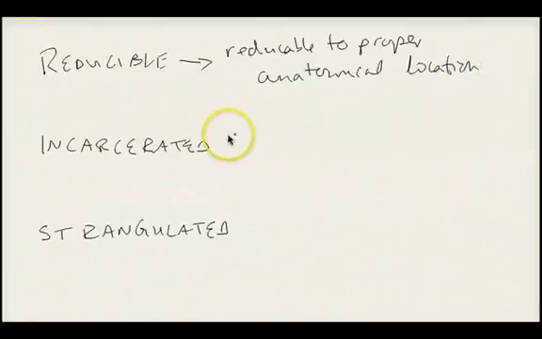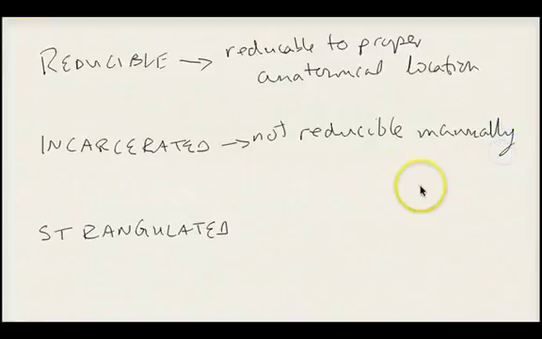An incarcerated hernia means the herniated tissue is not reducible manually. Now, when this tissue keeps popping out and it won't stay where it needs to be, we have an increased risk of strangulation.